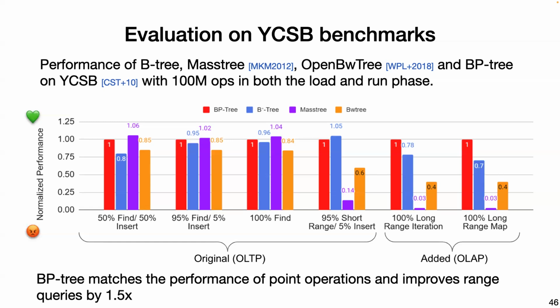So here, the purple bar is slightly faster than BP-tree because this thing is optimized for point operations. The other ones are slightly slower, but you can see that it suffers when you get to range queries. This purple bar here is 0.14. Later on, it becomes 0.03.